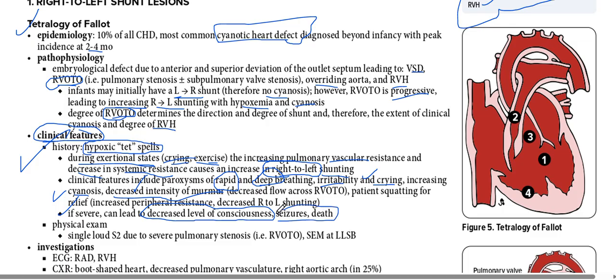So always remember that tetralogy of Fallot is a very serious condition. If the cyanosis progresses, there will be problems like rapid and deep breathing, decreased intensity of murmur, patient squatting for relief, decreased level of consciousness, seizures, and even death. Especially if the child is in an exertional state like crying or exercise, these things can happen.